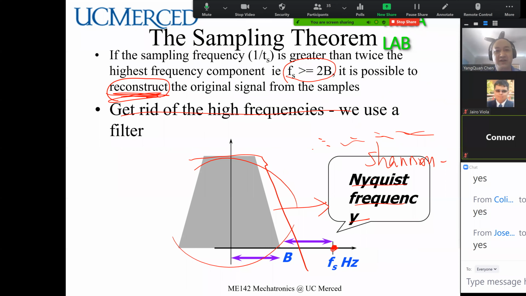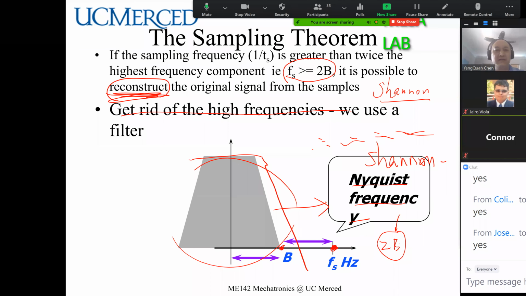So sampling frequency is very important. Here is the sampling theorem. It's also called the Shannon sampling theorem. Your sampling frequency should be higher than 2 times of the B. So that is Fs ≥ 2B, minimum is 2B. That 2B also has a name. It's called the Nyquist frequency. Okay, Nyquist frequency.